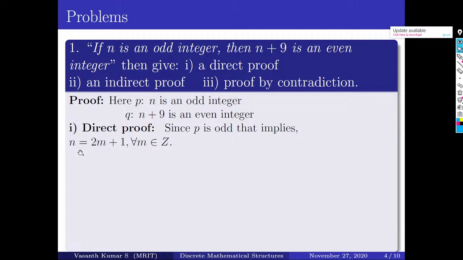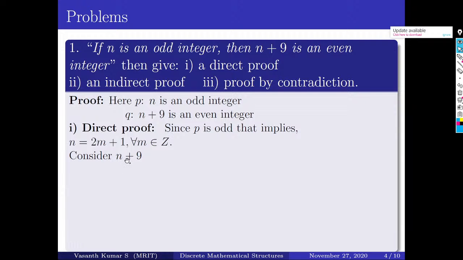So I have considered n as 2m plus 1. 2m plus 1 means an odd number. 2m is an even number, plus 1 gives an odd integer, for all m belonging to the integers.